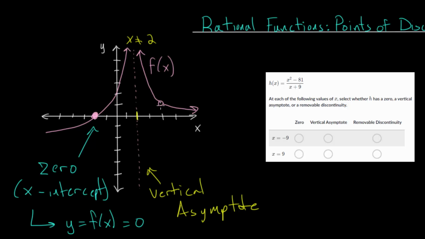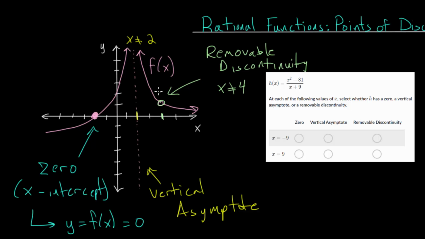Now, holes are a very similar situation, but a little bit more complicated. More formally, we call these removable discontinuities. And these discontinuities are also not part of the domain, just like vertical asymptotes. In this case, this is an x value of 4, so we would say x cannot be 4. But we don't end up with an asymptote. This is kind of a unique situation. And let's look at a specific example here.